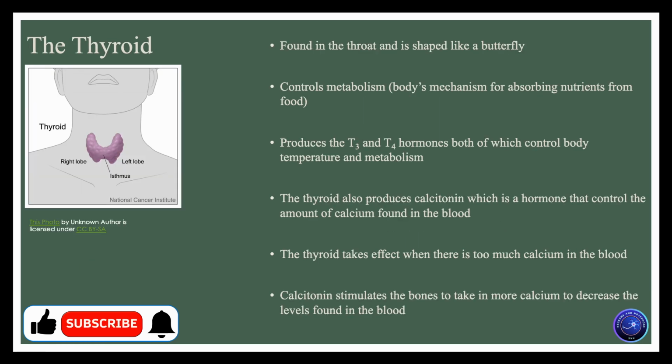Now we have the thyroid. As you can see from the diagram, the thyroid is basically found in the throat and has kind of a butterfly shape. It also has a right lobe and a left lobe, and then the center is called the isthmus.